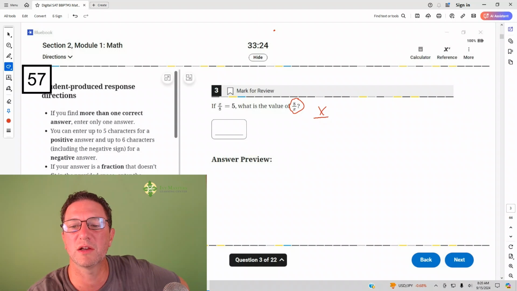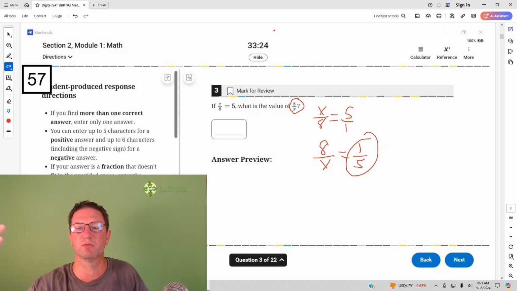So if x over 8 equals 5, which is the same as 5 over 1, I could just flip both sides and get 8 over x equals 1 over 5. And that's your answer. Mark it and move on.